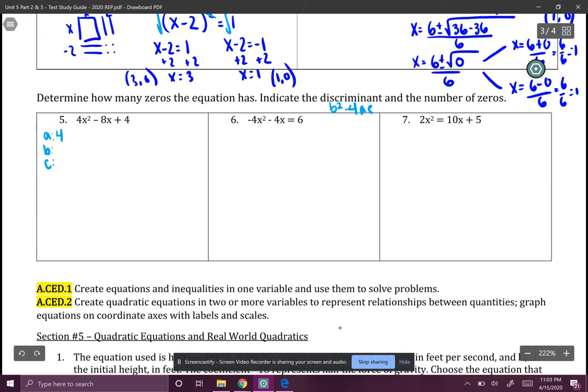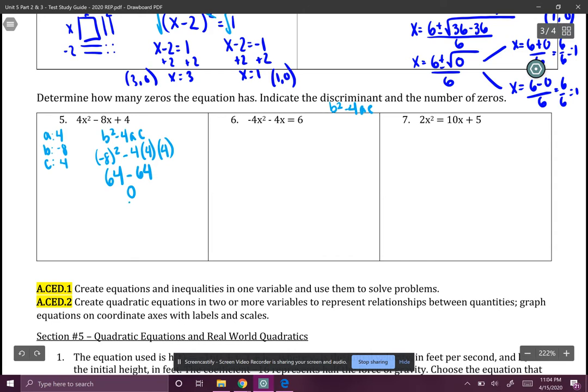A is equal to 4, b is equal to negative 8, and c is equal to 4. So in our equation, b squared minus 4ac, we would have negative 8 squared, notice how I put that in parentheses, minus 4 times a, which is 4, times c, which is 4. So negative 8 squared is positive 64, minus 4 times 4 times 4, which gives us 64 as well. 64 minus 64 gives us 0.